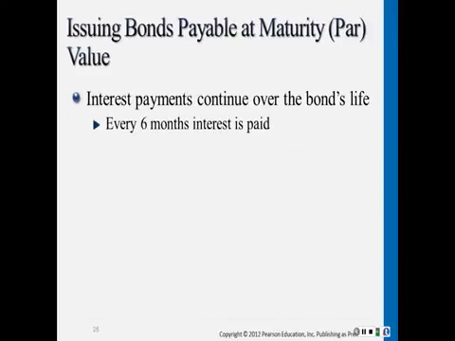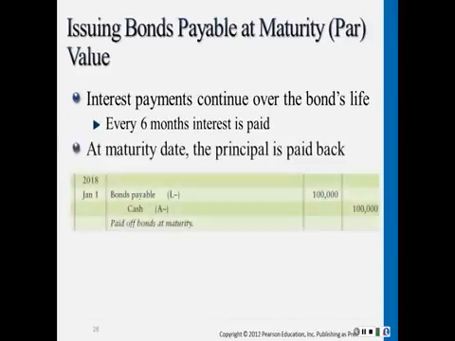When bonds mature, bonds payable is debited, which will zero out the account, and cash is credited to record the payment to the bondholders.